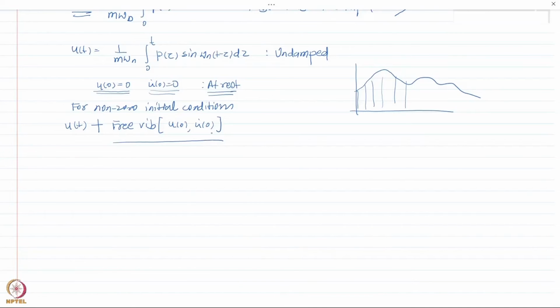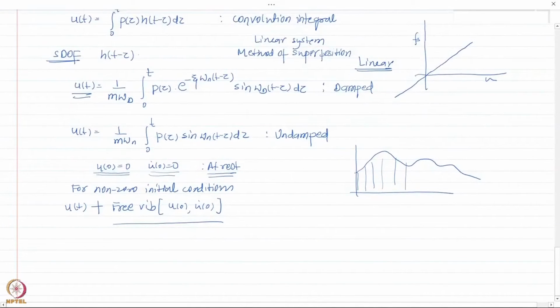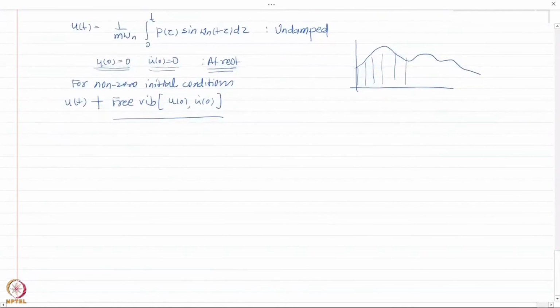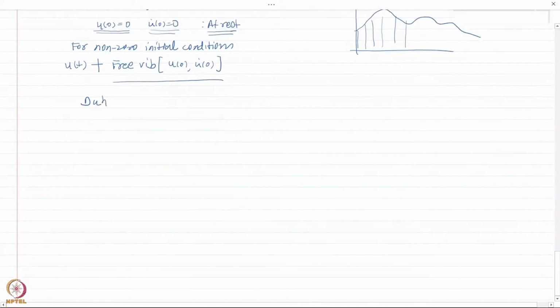This specialized form of the convolution integral that we use for our case is called the Duhamel integral. I'm just giving you some terminology here so that when you see it, you remember this is called Duhamel's integral, and it is just a special case of the convolution integral.